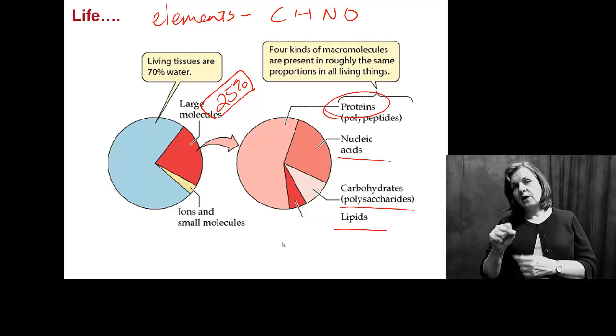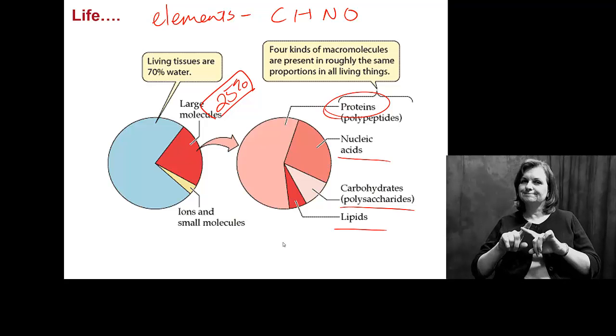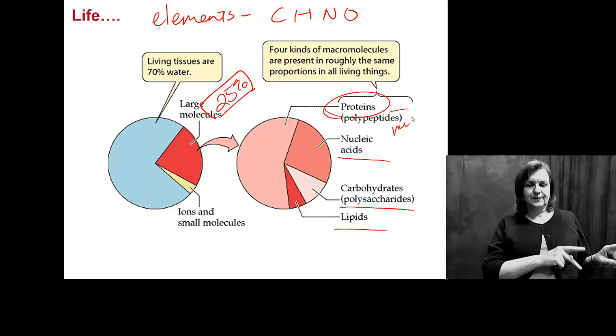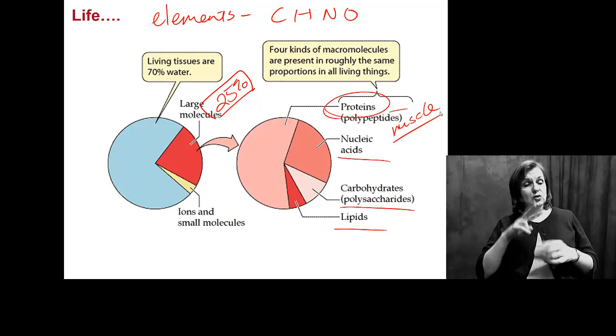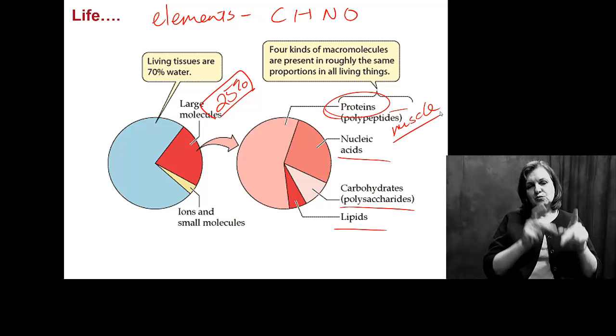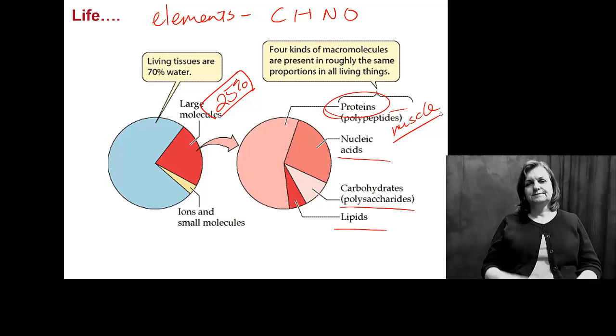Now, this is very individual, right? So when we look at proteins, we look at things like muscle structure, right? So how this breaks down in different individuals will be different, and certainly between different species.